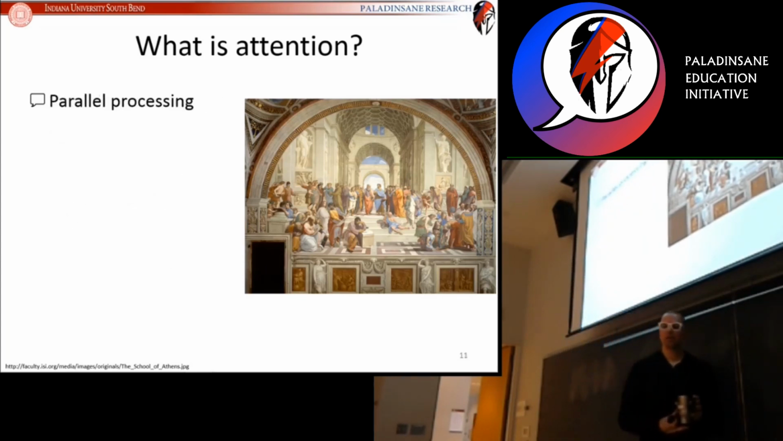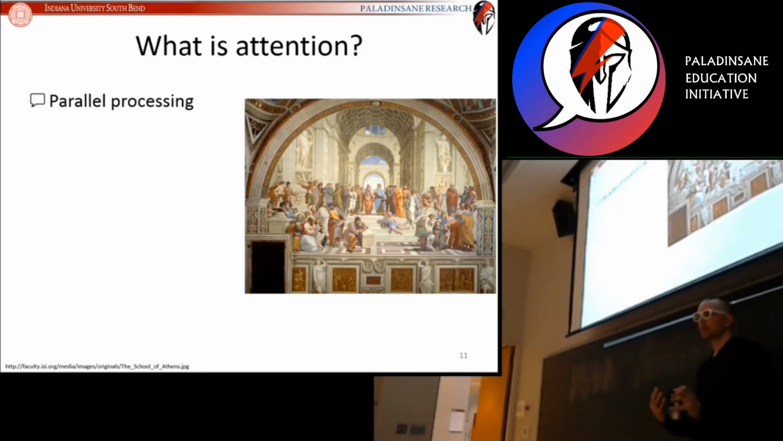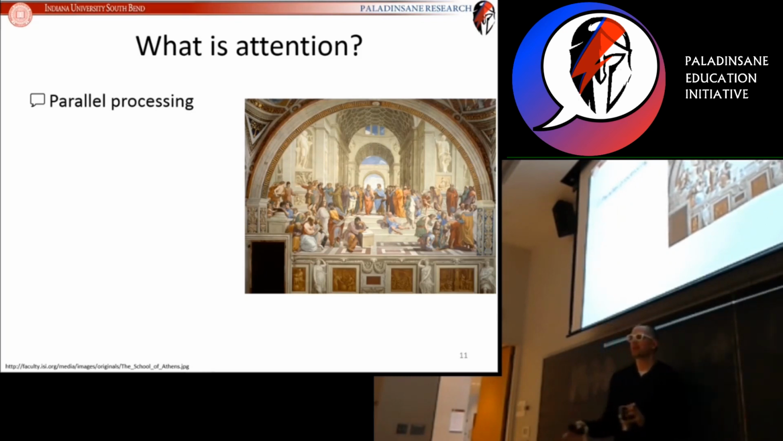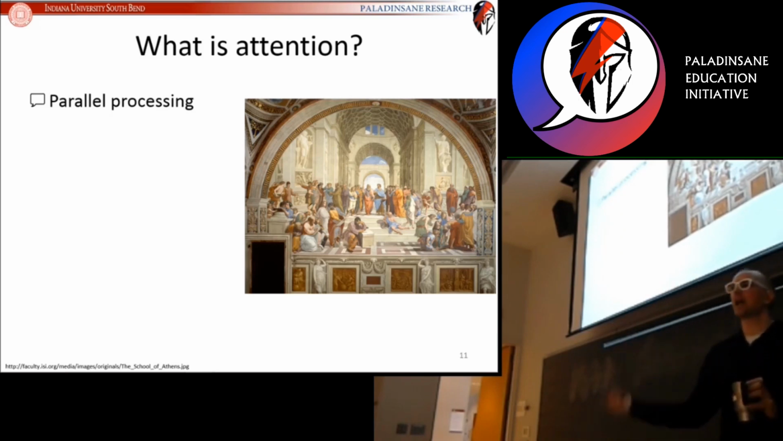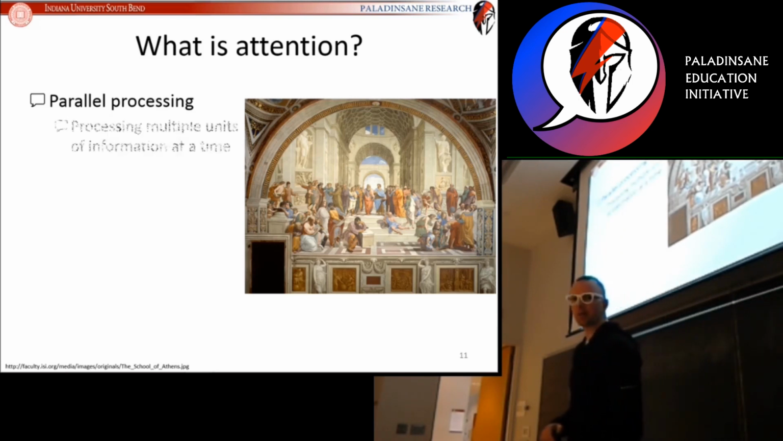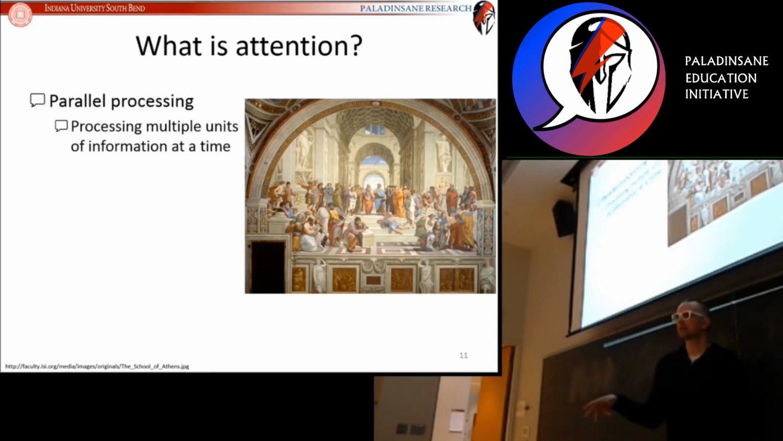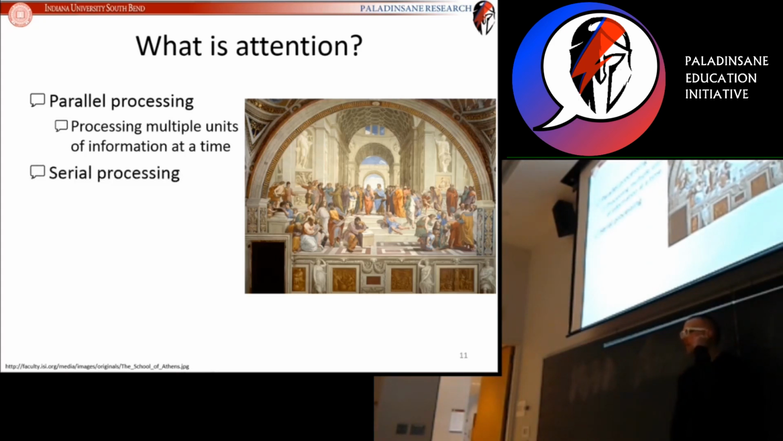All right, so this brings us to the idea of two types of processing that are important for when attention is activated: parallel and serial processing. Parallel processing is when you can process multiple units of information at any particular time. You have multiple streams of information streaming to you in parallel, and they can all be processed at the same time. That is contrasted with serial processing, where you can only process one unit of information at a time.